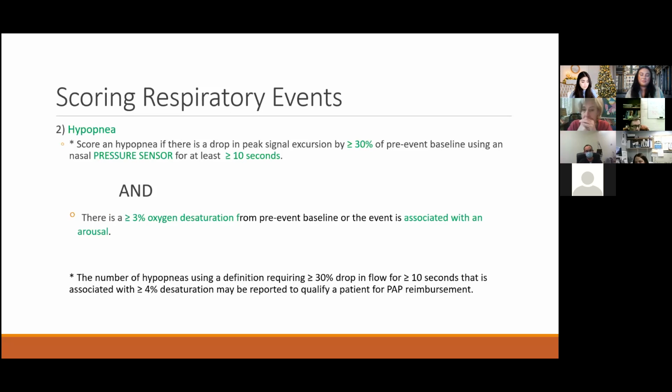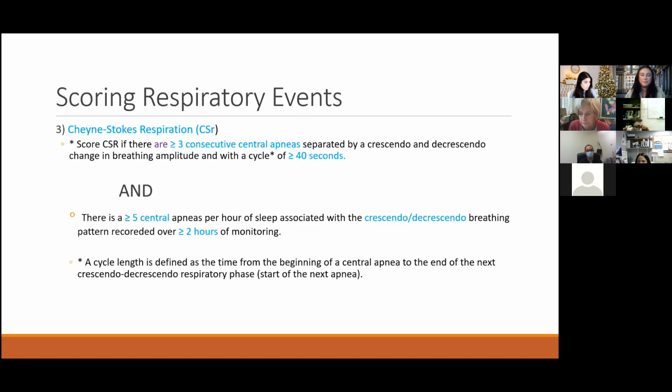Then the other respiratory event we do score is a hypopnea. So you don't have as dramatic a decrease in your airflow with a hypopnea. It still lasts 10 seconds, but it has to be associated with a desaturation, so your oxygen levels do need to drop. And then Cheyne-Stokes respirations is where you have 3 consecutive periods of central apnea separated by this crescendo-decrescendo breathing we talked about, and it has to have a cycle length of at least 40 seconds.